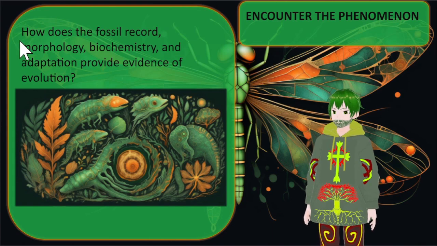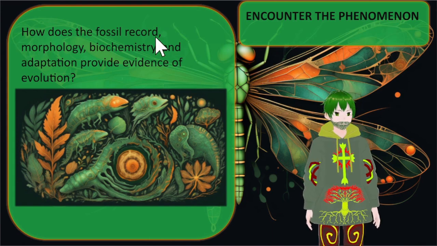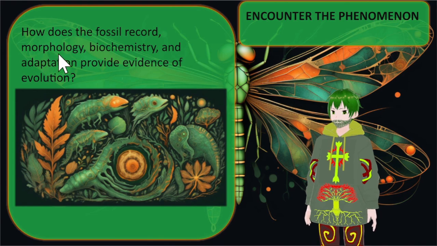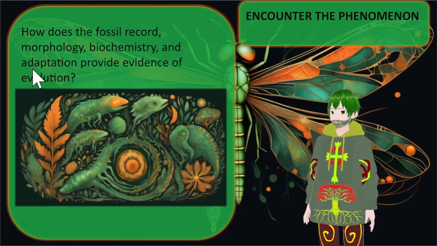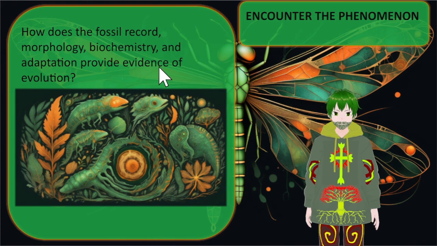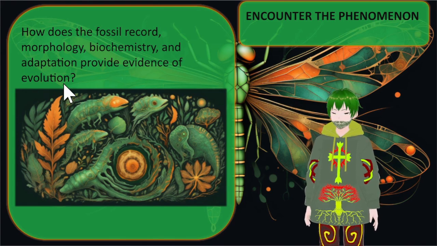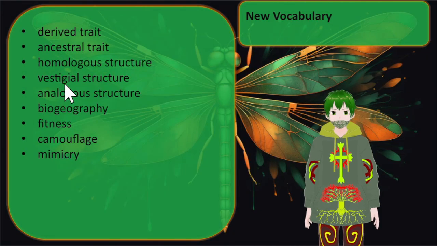So today's guiding question is, how does the fossil record, morphology, biochemistry, and adaptations provide evidence of evolution? It's a good question. I think we'll go with it.